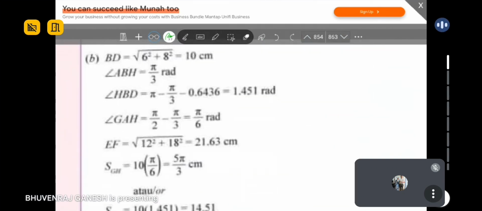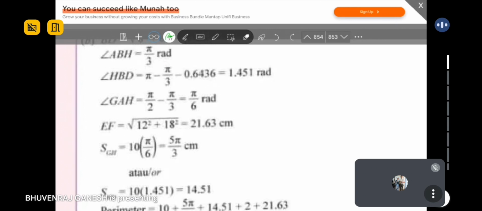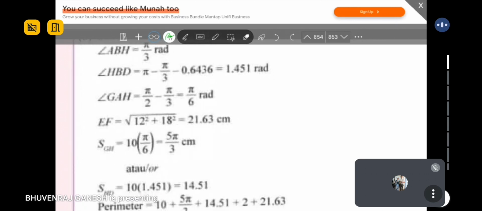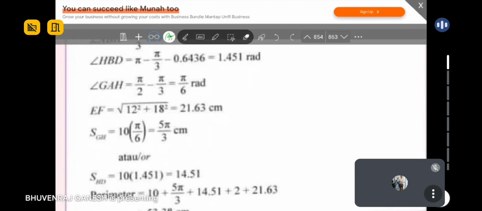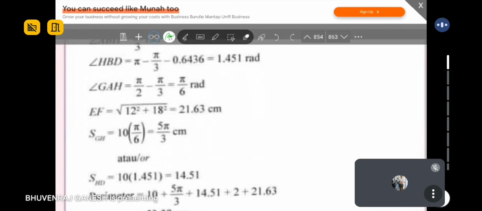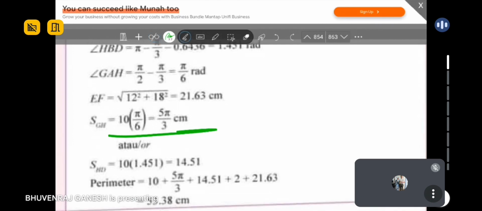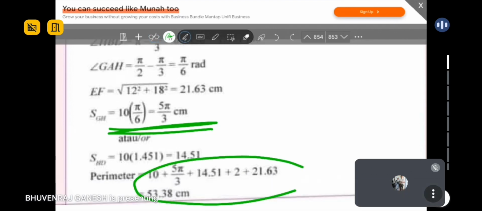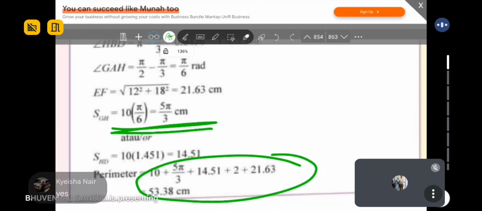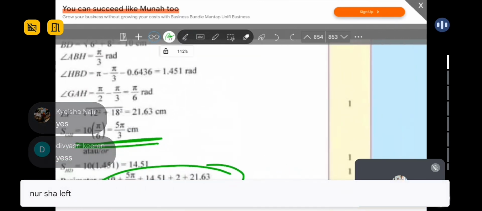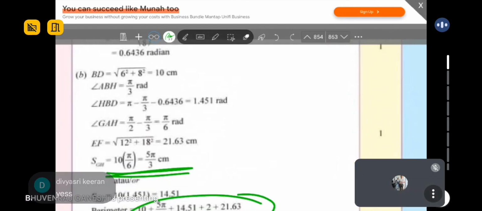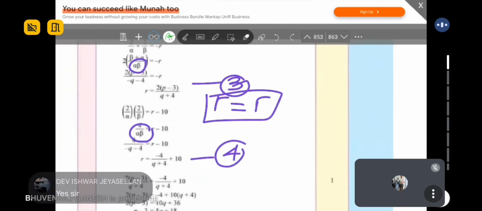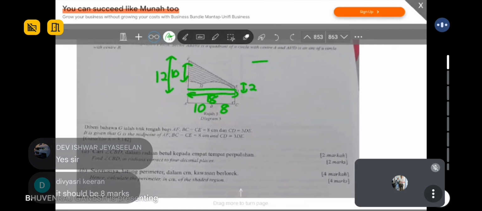So your answer will look something like this. First find BD, Pythagoras theorem. Then you know the equilateral triangle, segitiga sisi sama, pi over 3 ataupun 60. Then you find the HBD untuk cari panjang lengkok. Find the length of arc using the length of arc formula: 10 times pi over 6. And then perimeter, you just plus everything up. Tambah semua nilai. Are you all clear guys? Can get it? Yes, plus 2 also. So this one you will score 4 marks if you get the correct answer. 4 markah. So totally you got 6 marks for this question. So can score? Boleh dapat?